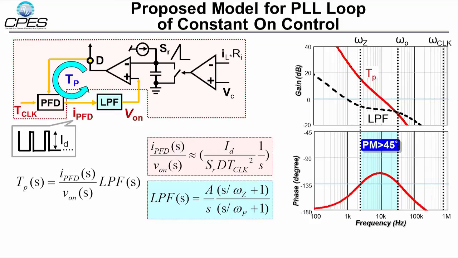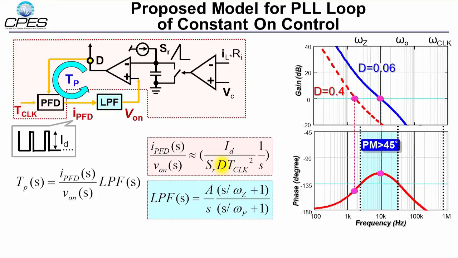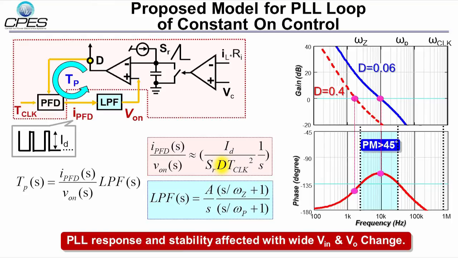So TP bandwidth needs to be carefully designed. If the bandwidth is designed too high or too low, insufficient phase margin causes oscillatory response. This model also tells us the bandwidth can vary with the duty cycle change. When D equals 0.06, bandwidth crosses over at peak phase margin, but when D equals 0.4, bandwidth slides out of the stability zone. Therefore, the bandwidth variation makes the compensation difficult.